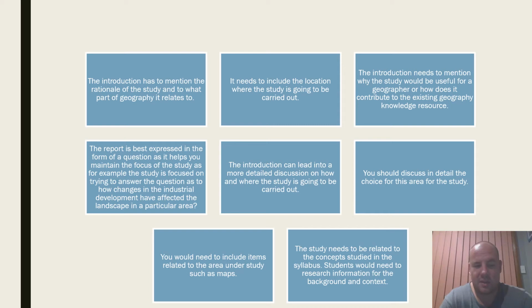We're on the Central Coast, one of the top 10 most populated areas in Australia. Put two and two together and try and link those two reasons, and that's what I should see in your introduction. You need to include items related to the area under study, such as maps. Obviously that's straightforward and easy. The study also needs to be related to concepts in the syllabus, and we've outlined those in your assignment. Students will need to research information for the background and context, and that's what we've already said about background information.